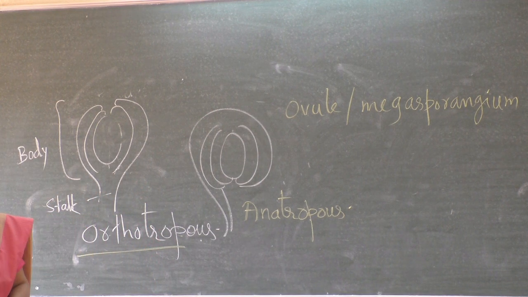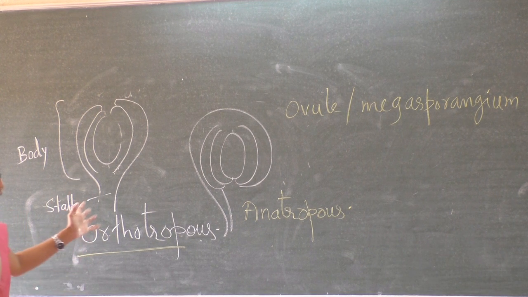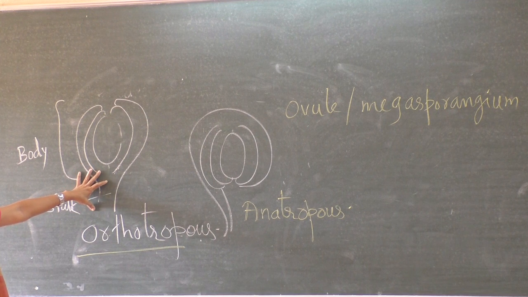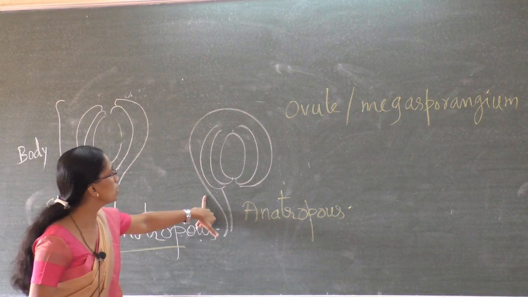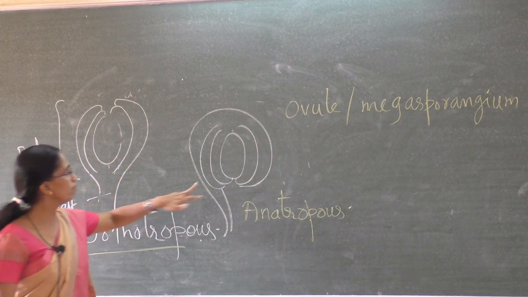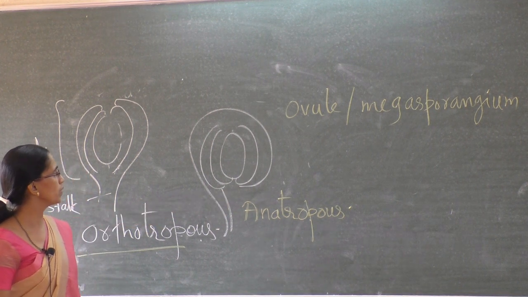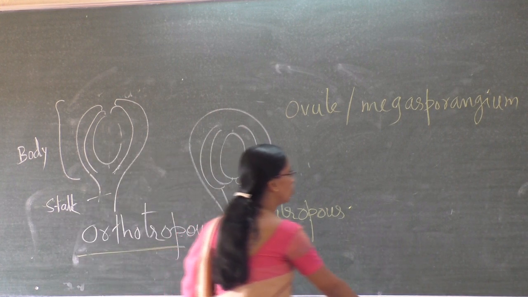So what is ovule? Ovule is present inside the ovary. Ovule is megasporangium. In angiosperm we see different types of ovules. Erect straight ovule is orthotropous. The ovule in which the body is inverted 180 degrees is anatropous ovule. Orthotropous, anatropous.